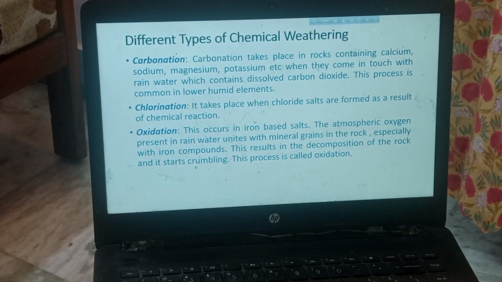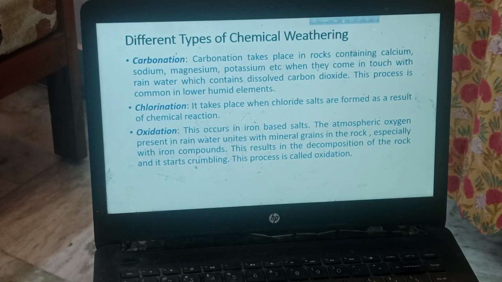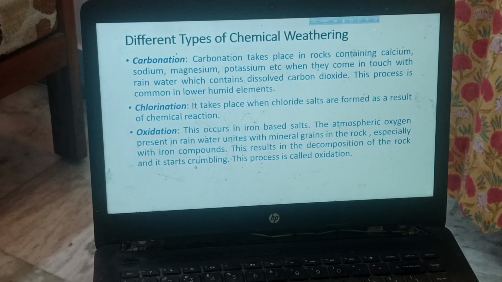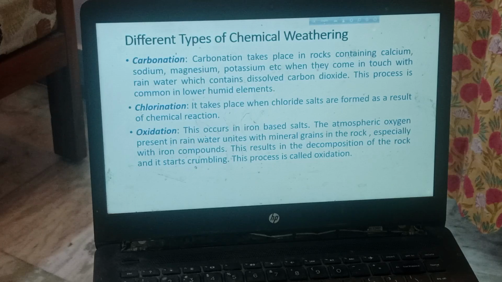So coming to carbonation, it takes place in the rocks that contain calcium, sodium, magnesium, and potassium, etc. When they come in touch with the rainwater, the carbon dioxide gets dissolved. So in this process, carbonation takes place, or there is a chemical disintegration of rocks. It is mainly found in the lower humid regions.